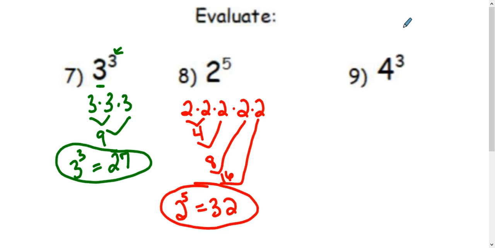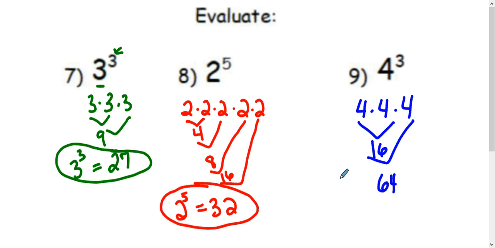In example 9, we're asked to evaluate 4 to the 3rd power. This means we're going to take my base of 4 and multiply it 3 times. So 1, 2, 3. And because it's asking us to evaluate, we're going to do the multiplication. So 4 times 4 is 16, and 16 times 4 is 64. So 4 to the 3rd power is 64.